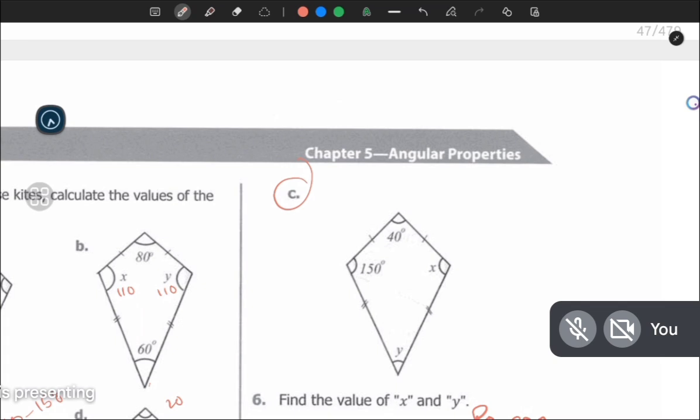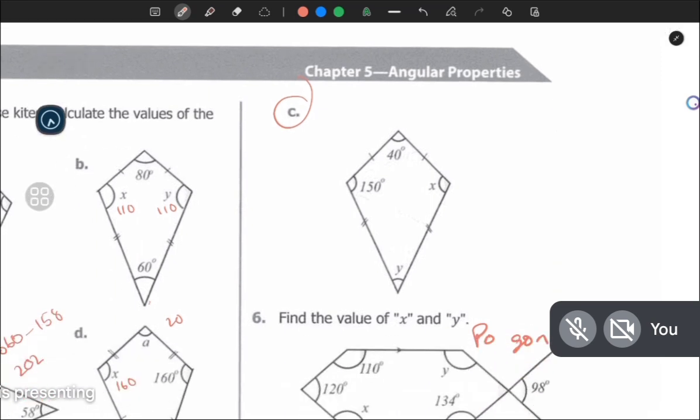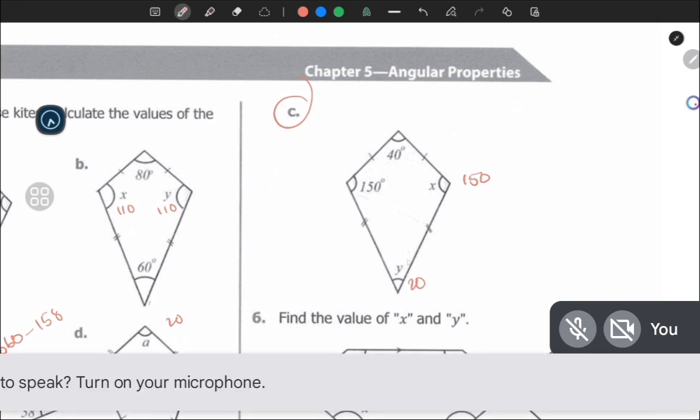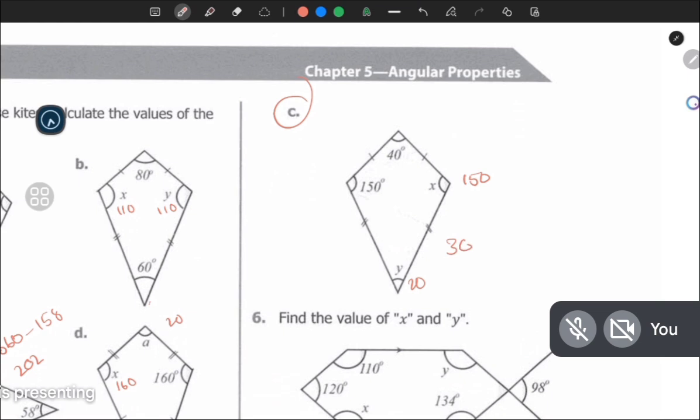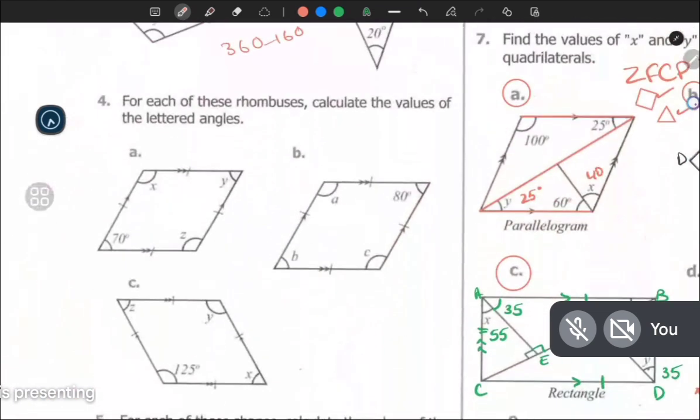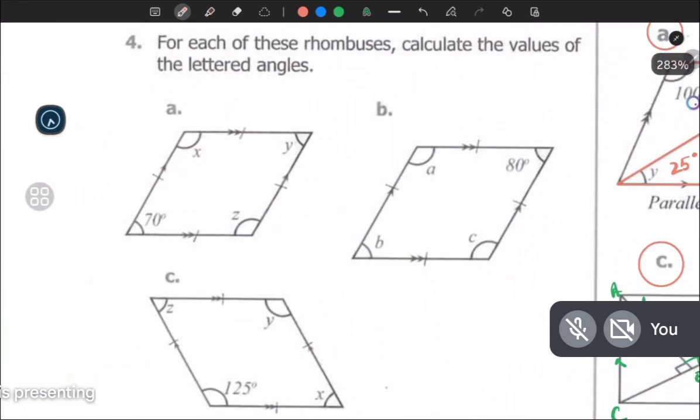Have you got it? Just 1 minute. Sure. Okay, X is 150 and Y is 20. Okay. So these two will always be equal, and one of these you'll find by subtracting the entire amount from 360. Okay. Try these three.